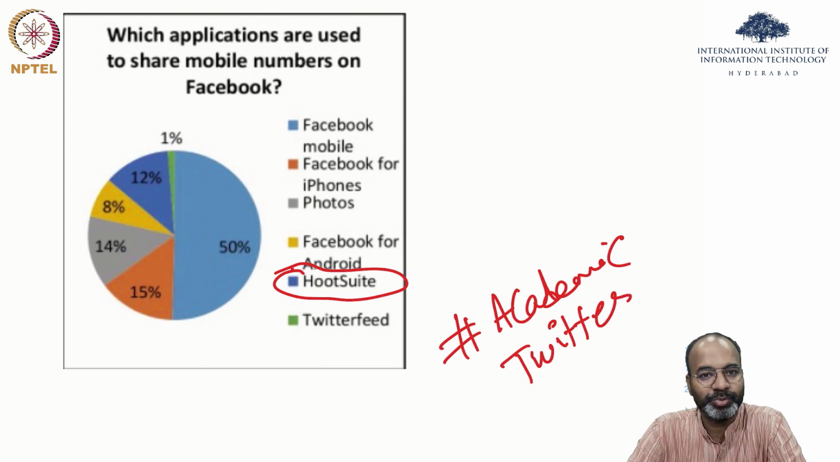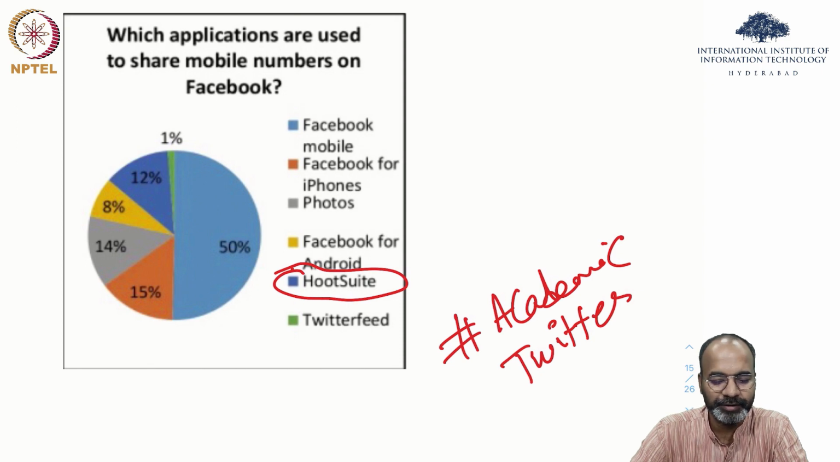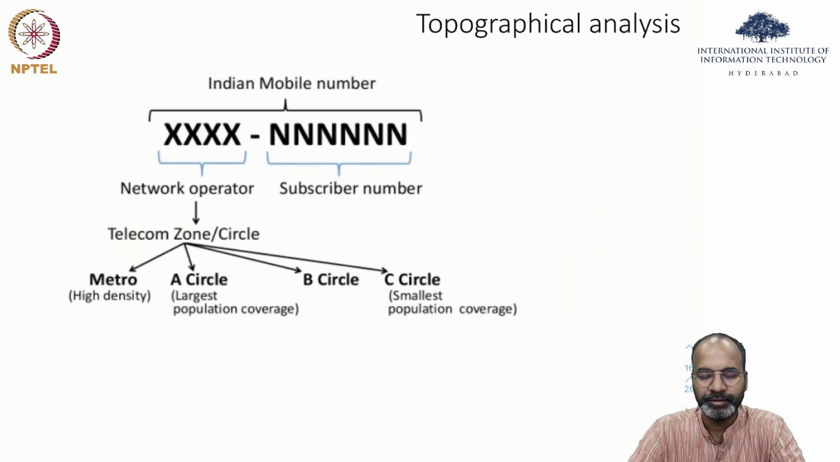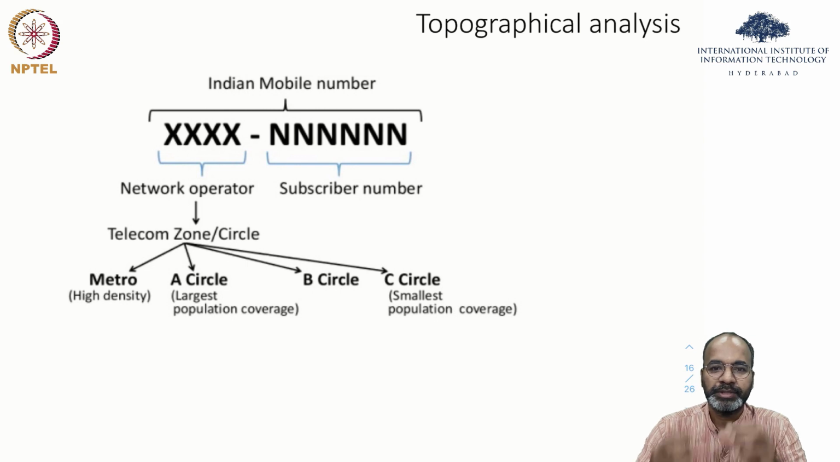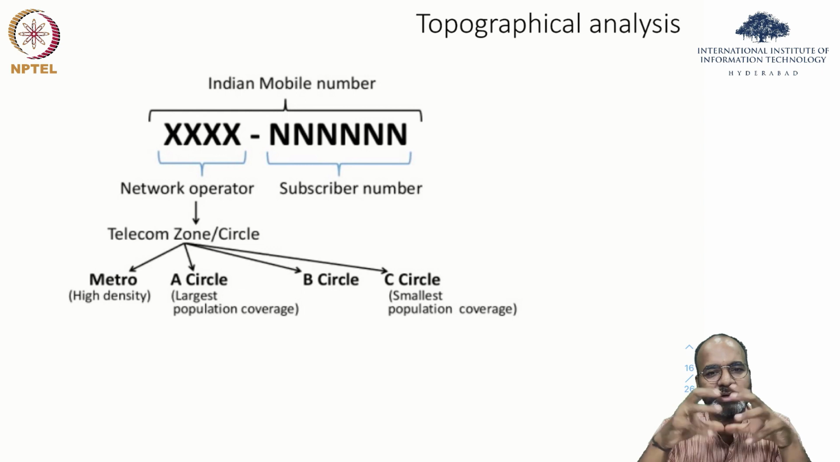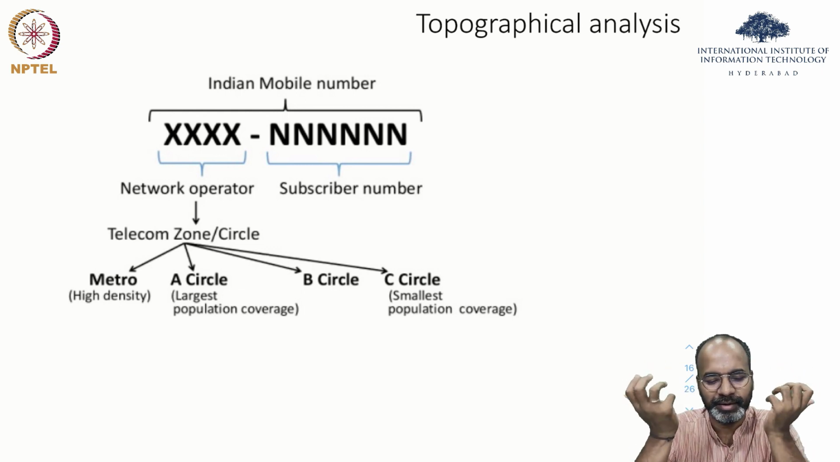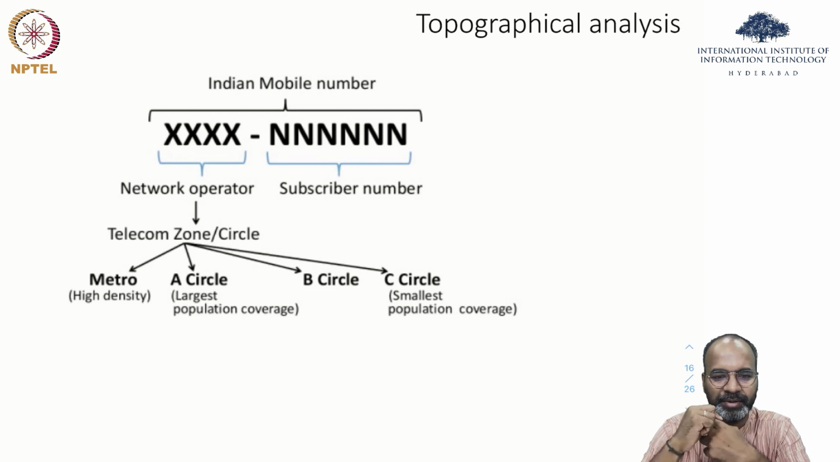Again, on Facebook, where the mobile numbers came from is the source analysis here. Facebook for mobile, Facebook for iPhone, Facebook for Android, Hootsuite, all of that. So now let's look at the numbers itself, right? The number itself is a 10-digit number. If you break the 10-digit number, what all can you get? You can get network operator, subscriber number.